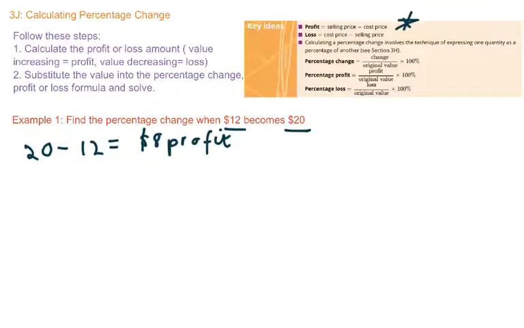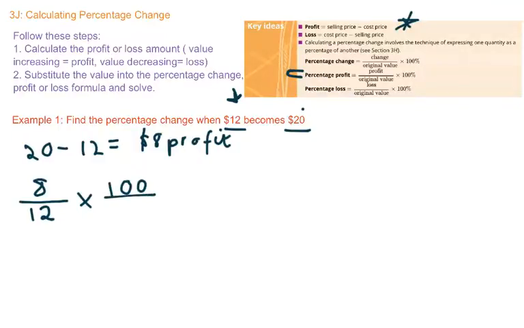From there we can move on to step 2. And we need to substitute the value into the percentage change, profit or loss formula and solve. Well, we know they've made a profit, so we're going to focus on this formula here, the percentage profit. So percentage profit equals profit over original value times 100. So we've got the profit that goes on top over the original value, which was 12. Please don't get confused with these two values. This was the starting amount, this 12 here. So we know that we have to use that, okay? So original value is 12, so that goes down the bottom, times 100.